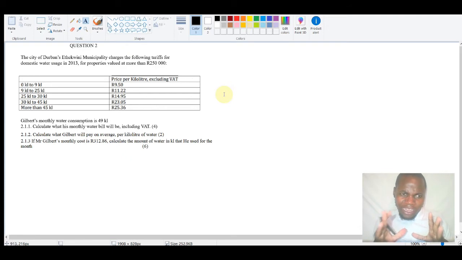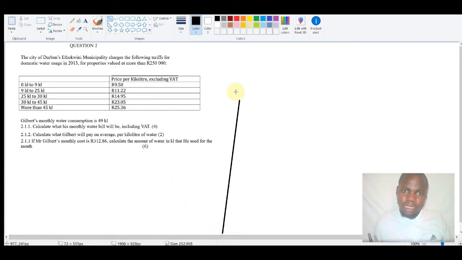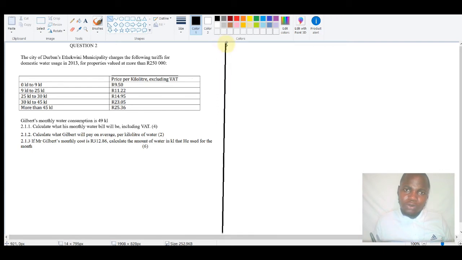Now this tariff is based on the city of Ethekwini in Durban, which is charging a certain fee. So let's read the question carefully before we answer the questions. Now let's open some space so that we'll be able to calculate there. Now they are saying the city of Durban's Ethekwini municipality charges the following tariffs for domestic water usage in 2013. So that means this tariff is for the year 2013 for properties valued for more than 250,000, right?